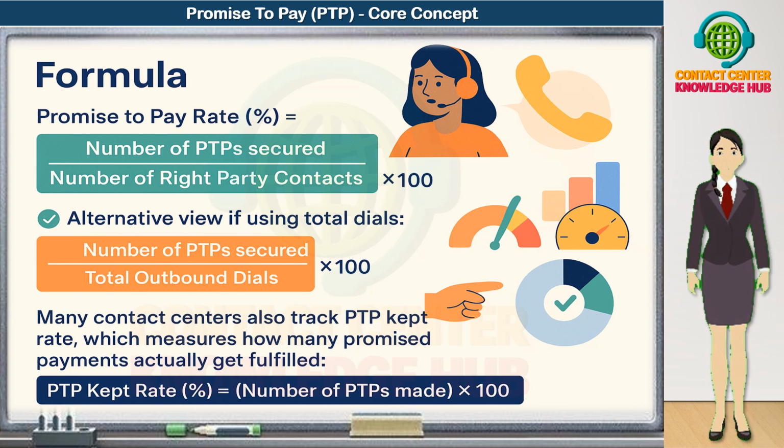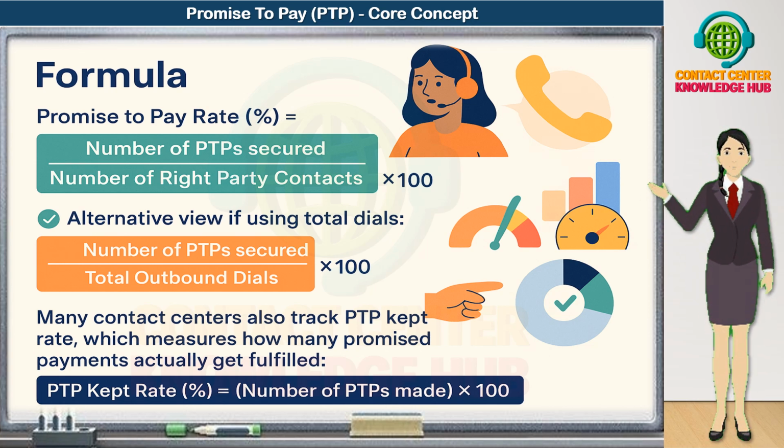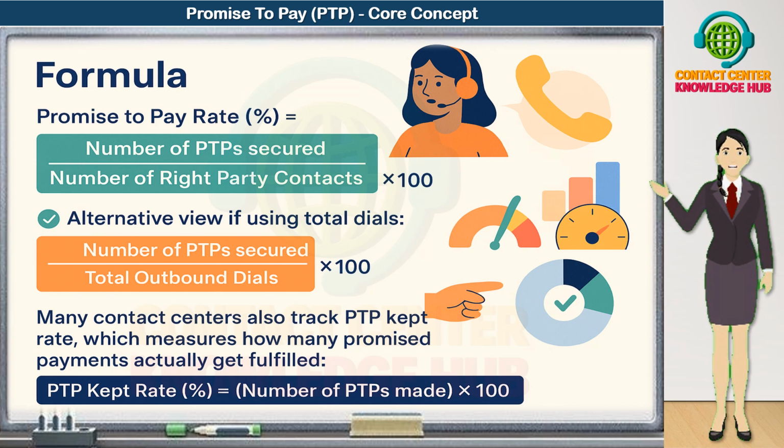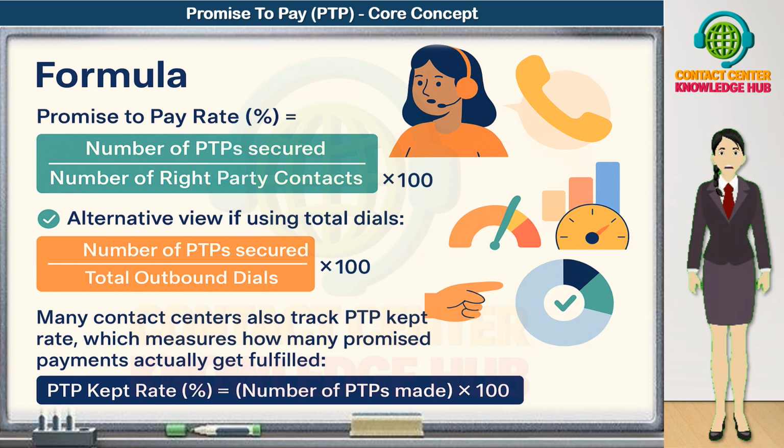And finally, for a more complete performance view, we use PTP kept rate. This is the number of PTPs actually fulfilled divided by the number of PTPs made, multiplied by 100. In simple terms, PTP rate shows customer intent, while PTP kept rate reveals real follow-through. Tracking both is essential for forecasting accuracy, performance improvement, and revenue recovery.